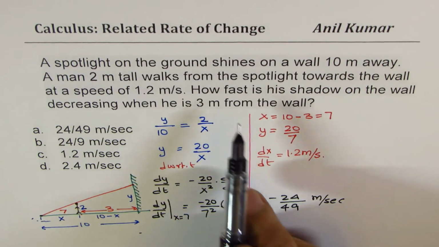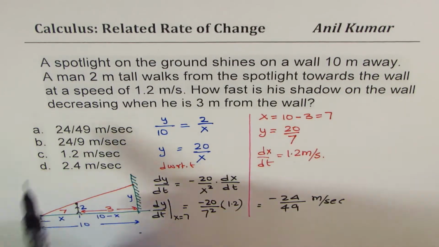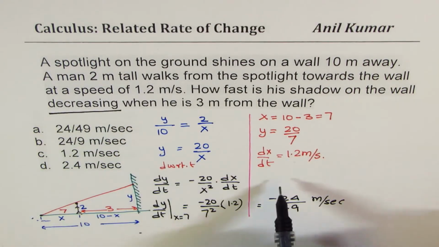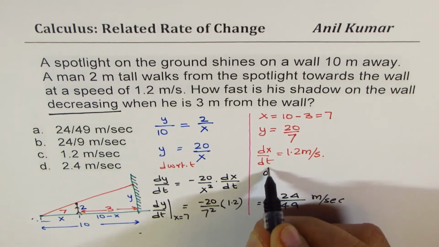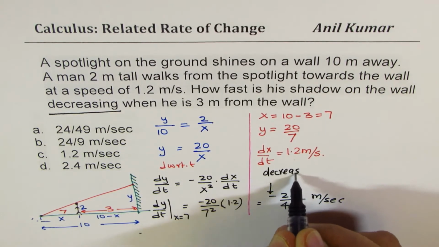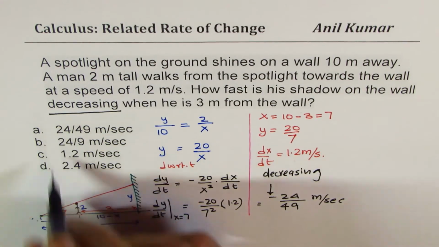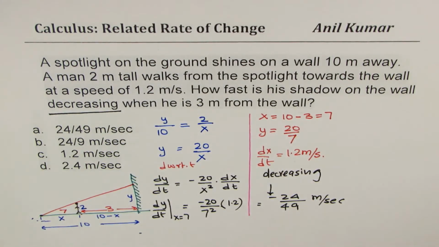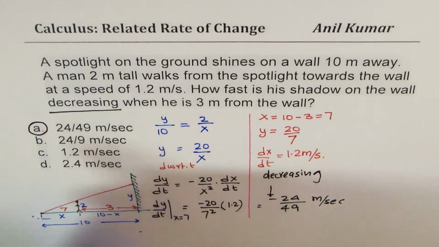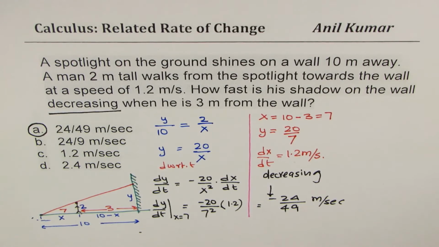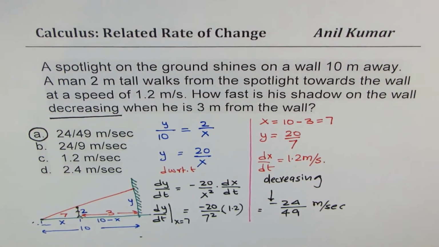Now, in the question it says, how fast is the shadow on the wall decreasing? The negative value here means decreasing, and therefore you don't see a negative in the answer. How fast is it decreasing? It is decreasing at the rate of 24 over 49 meters per second. So option A is the right option. Correct? So now let's see the next question.